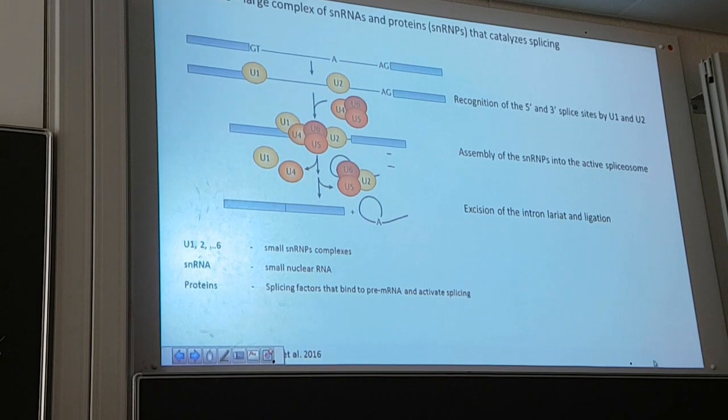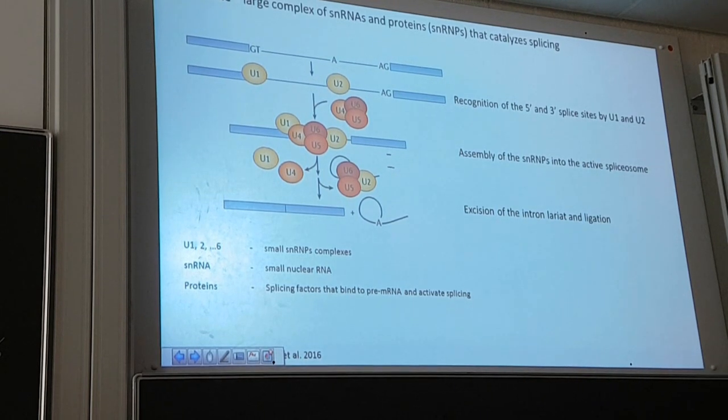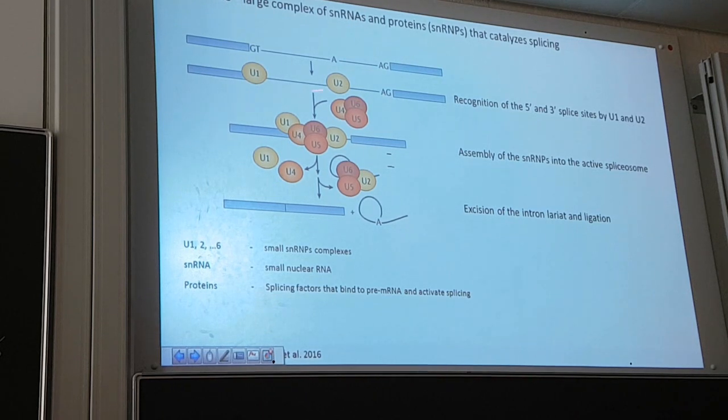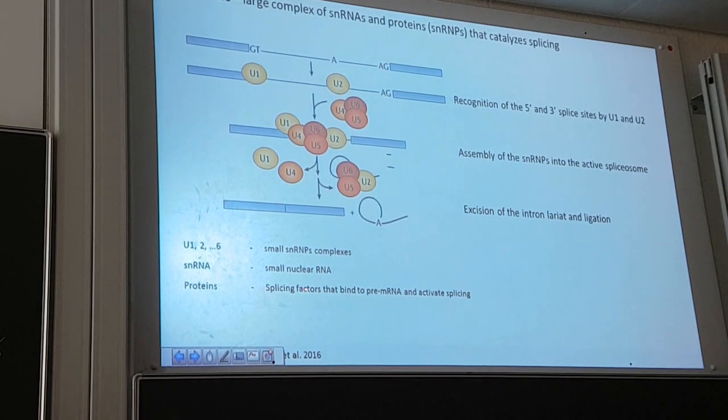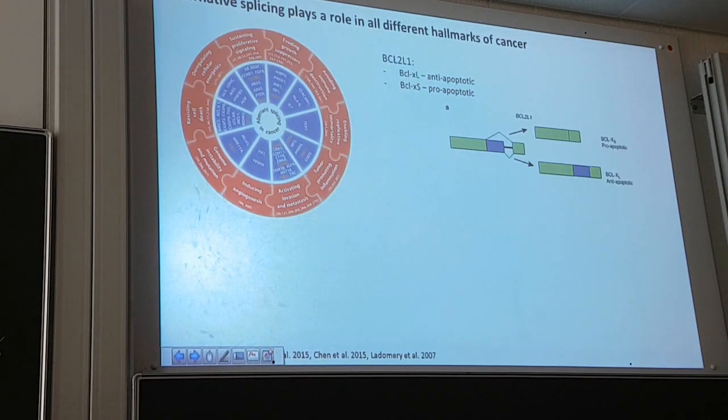And then there is the spliceosome, that's a huge complex that's responsible for removing the intron. And for the sake of time, I will not go into details. A big part of this complex are splicing factors, which are basically proteins responsible for alternative splicing.